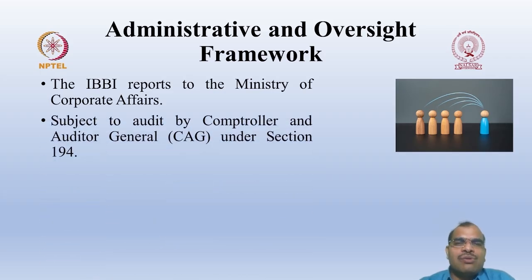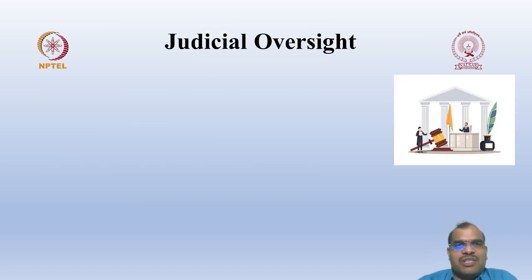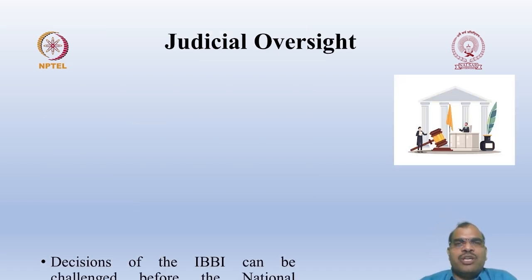The accounts of the IBBA are supposed to be audited by the CAG, Comptroller and Auditor General, under section 194. So CAG auditing is compulsory, and they are required to submit an annual report and annual accounts to the central government. Because it is a government organization, they must compulsorily submit the annual report as well as the annual accounts to the central government.